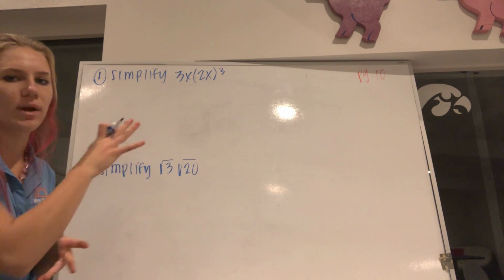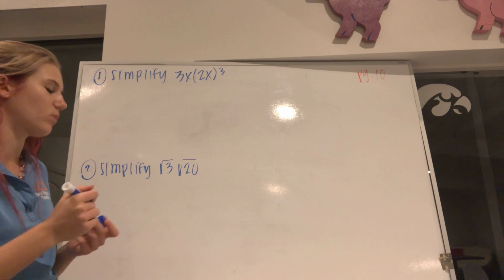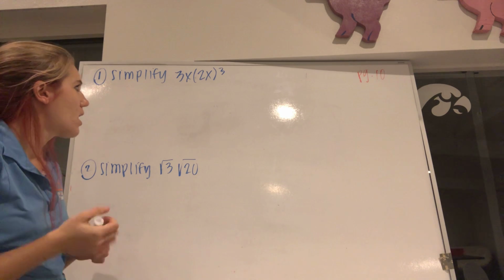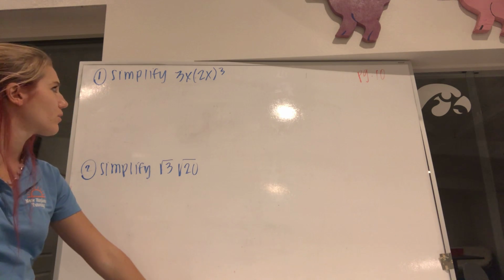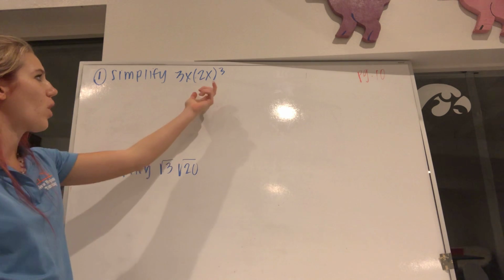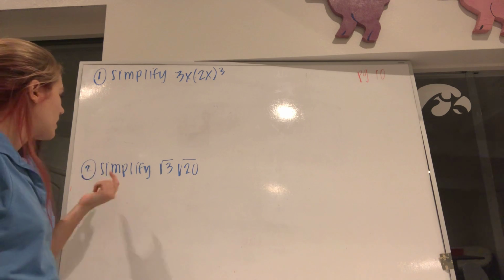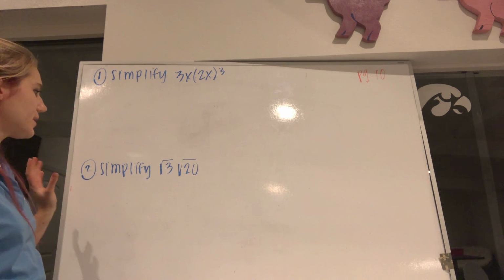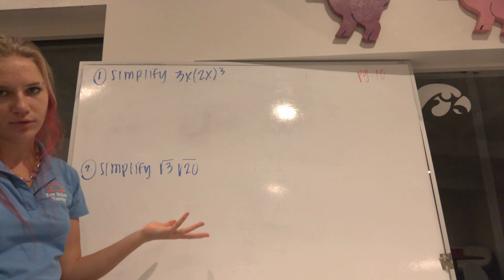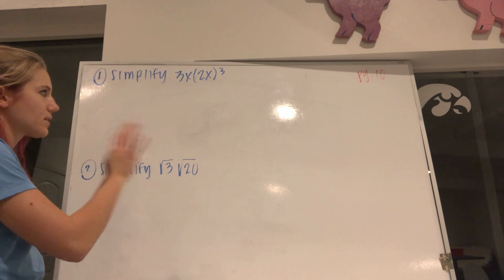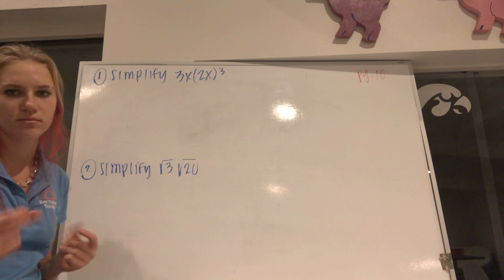Okay, so I went ahead and wrote 2 problems up there because these are relatively simple, pretty straightforward. This first one says to simplify 3x times the quantity 2x cubed. And problem number 2 tells us to simplify the square root of 3 times the square root of 20. So I'll let you guys think about that a little bit and then we'll go over it.